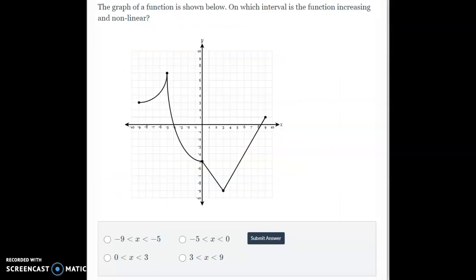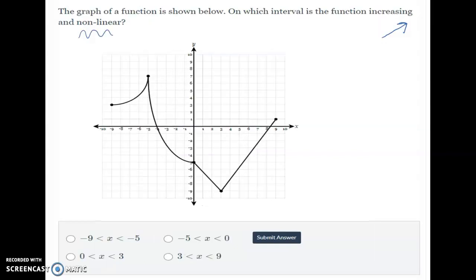Okay, so let's look at an example. Here is an example of a graph. The graph of the function is shown below. On which interval is the function increasing and nonlinear? Okay, so think back to those definitions or look back. What does the increasing section have to look like? And what does the nonlinear section need to look like? Okay, so increasing is going to need to go upwards. Nonlinear is going to need to go curved. Okay, it wouldn't be straight.